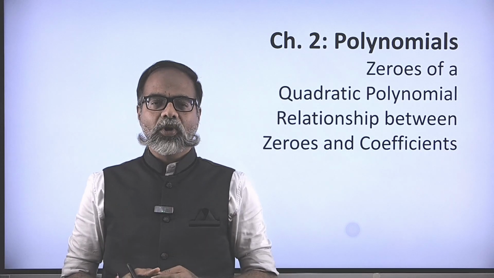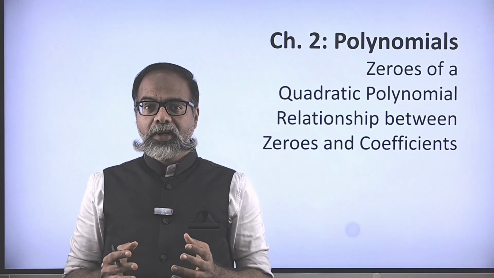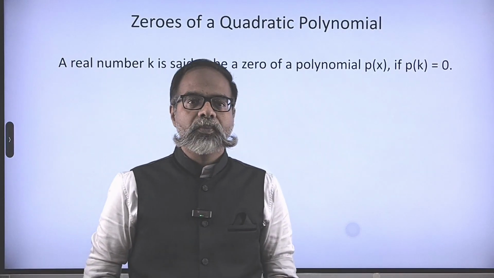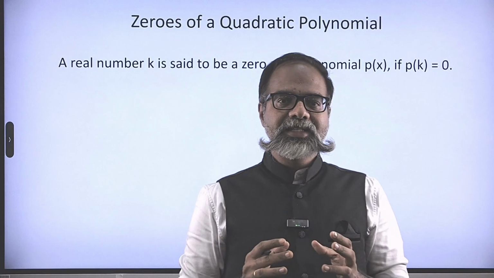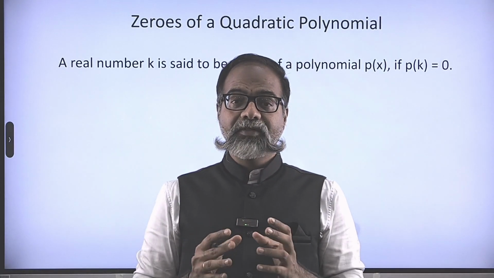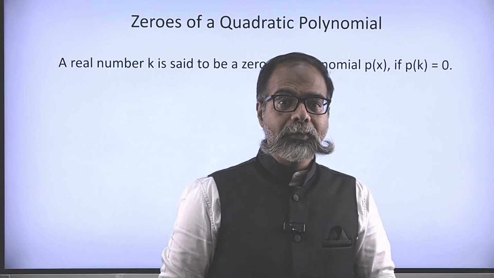Let's take a look at what's meant by zeros of a quadratic polynomial and the relationship between zeros and coefficients. So, a real number k is said to be the zero of a polynomial p of x if p of k is equal to 0. Now, what do we mean by that?